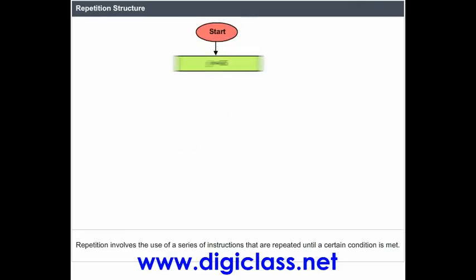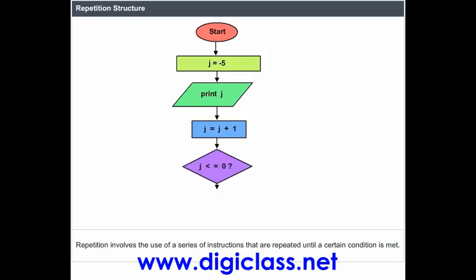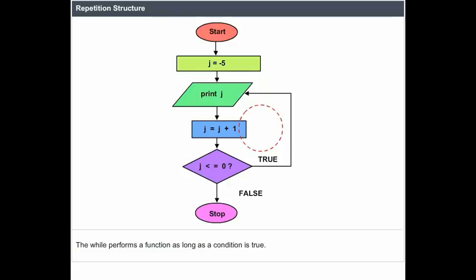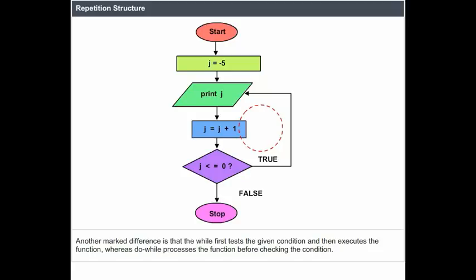Repetition structure. Repetition involves the use of a series of instructions that are repeated until a certain condition is met. Repetition involves the use of two variations, the while and the do while. The while performs a function as long as a condition is true. On the other hand, do while allows a function to be executed until the given condition is false. Another marked difference is that the while first tests the given condition and then executes the function, whereas do while processes the function before checking the condition.